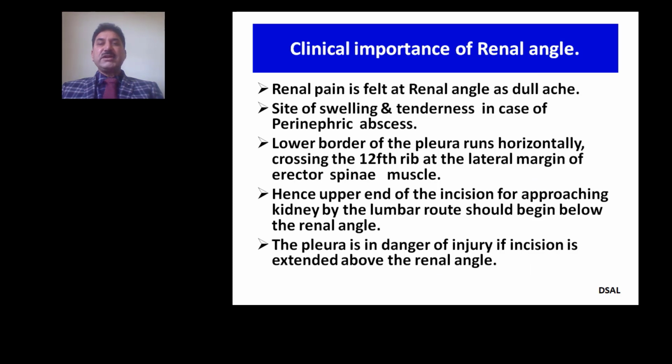Renal pain is felt at the renal angle as a dull ache. Renal angle is the site of swelling and tenderness in case of perinephric abscess. The lower border of the pleura runs horizontally, crossing the 12th rib at the lateral margin of the erector spinae muscle. Hence, the upper end of the incision for approaching the kidney by lumbar route should begin below the renal angle. Otherwise, the pleura is in danger of injury if the incision is extended above the renal angle.